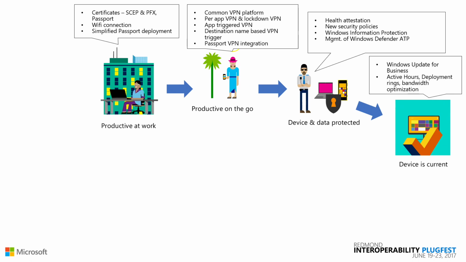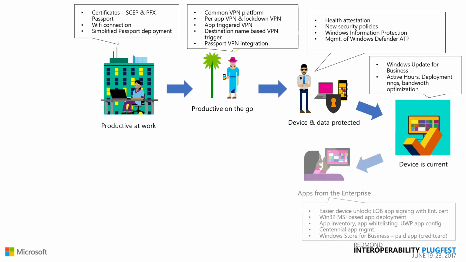There's services like Windows Update for Business, as well as policies around active hours and deployment, and bandwidth optimization that help make sure that my device is current and up to date. And apps can be pushed down onto my device as well. So I mentioned earlier, if I have a need to have Office on the device or Adobe Reader or some other LOB application, like an app used for expenses, these can be pushed down onto the device using MDM.